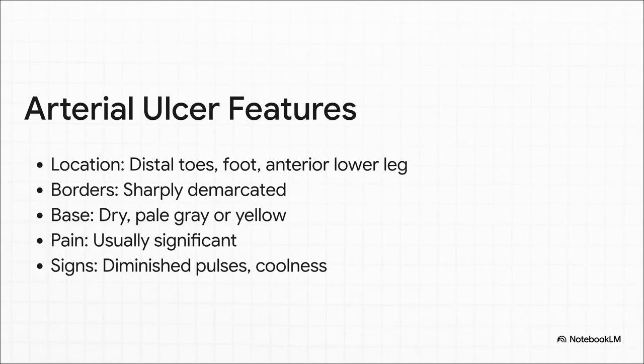One of the biggest red flags on physical exam is an arterial ulcer. These things have a classic look. You'll find them way down on the toes or the foot. They look punched out with really sharp borders, and the base is often dry and pale. And let me tell you, they are usually very, very painful. It's a direct sign that the tissue just isn't getting enough blood.